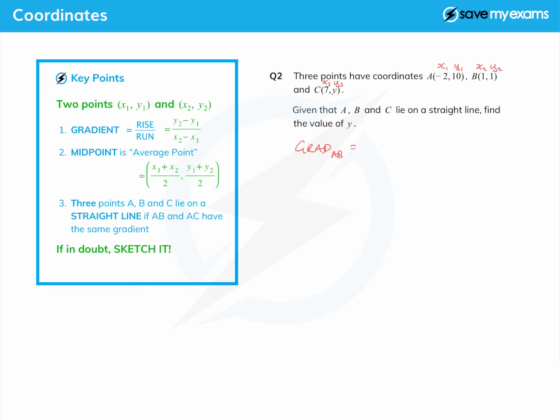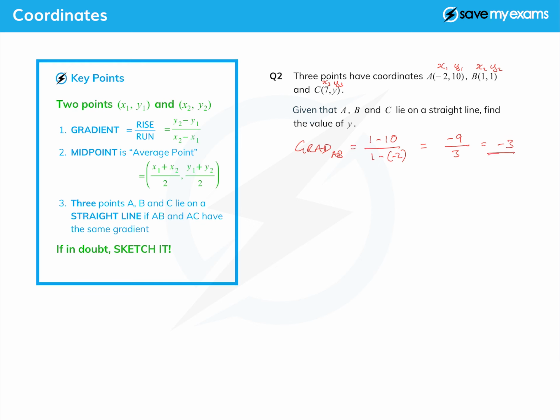So the gradient of AB is, again, subtract the y's, 1 minus 10, and subtract the x's, 1 minus minus 2, making sure we've done it B minus A each time. And that is minus 9 on the top, and again we've got a minus minus, so 1 plus 2 is 3, and minus 9 over 3 is minus 3.